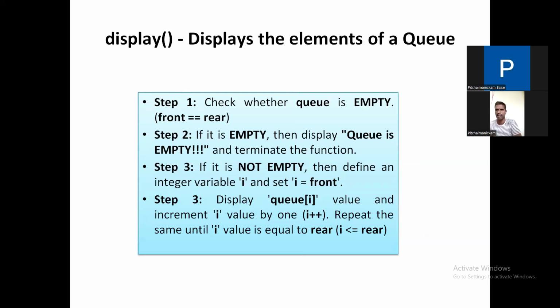Next is the display of elements. We need to check whether the queue is empty or not. The empty condition is front equal to rear. If it is empty, the queue is empty. If it is not empty, some elements are available in the queue, so we read all those elements from the queue and display them on the screen, until the condition is false. That's all.